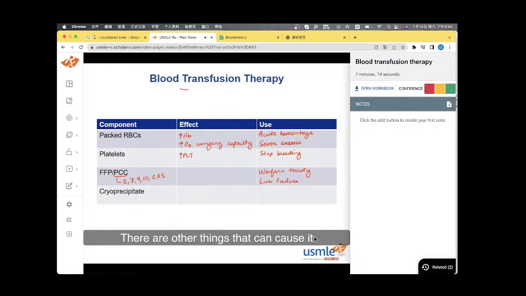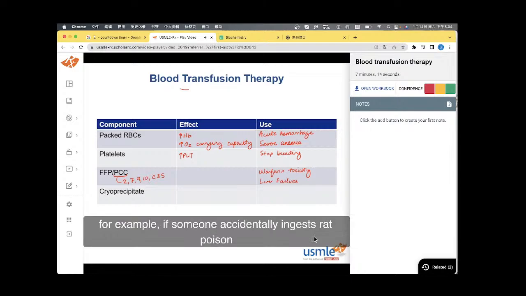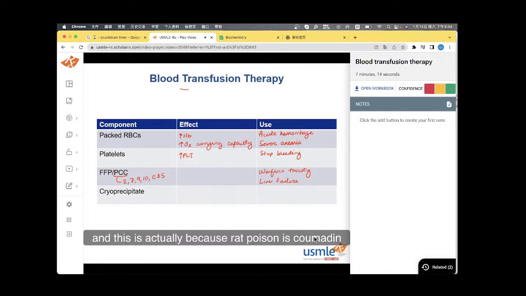There are other things that can cause it. For example, if someone accidentally ingests rat poison, and this is actually because rat poison is Coumadin, which is really just another word for warfarin. And you give these products, FFP and PCC, urgently or emergently in the setting of warfarin toxicity. But let me ask you, what can you give long-term for someone who has warfarin toxicity? That's right, you can give vitamin K. So again, just as a review, the effect of fresh frozen plasma and prothrombin complex concentrate is to replace our factors.